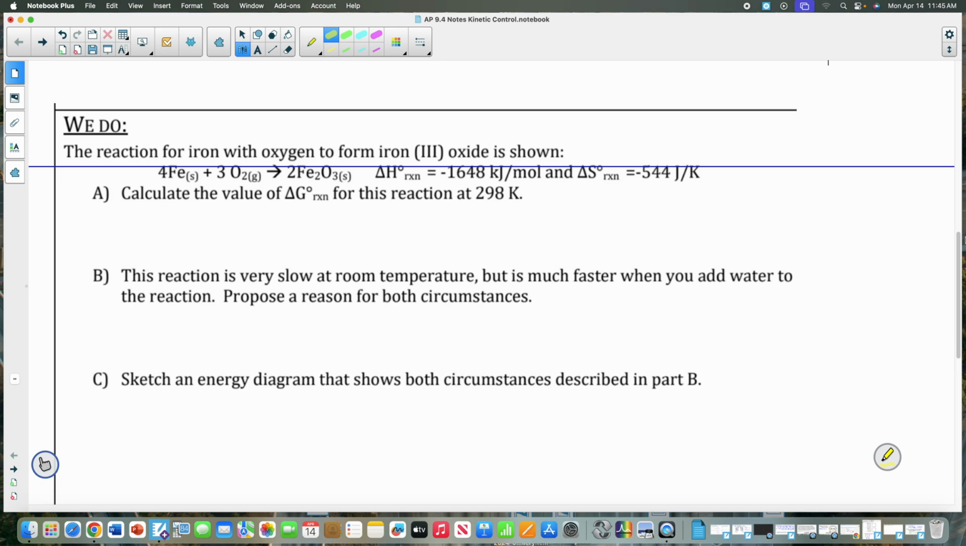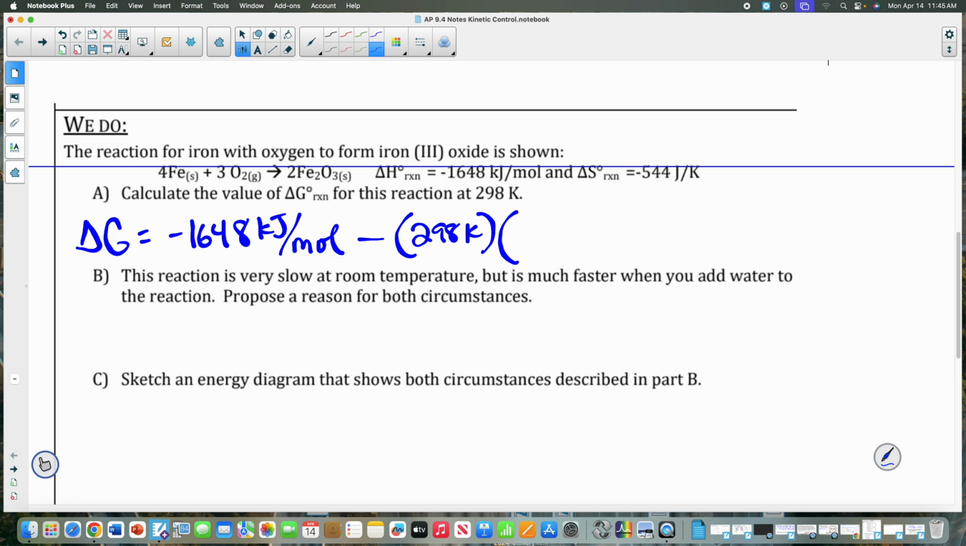Okay, so we're going to use Gibby. Delta G equals delta H minus T, 298K, delta S, but we need that in kilojoules, right? Yeah. kJ.